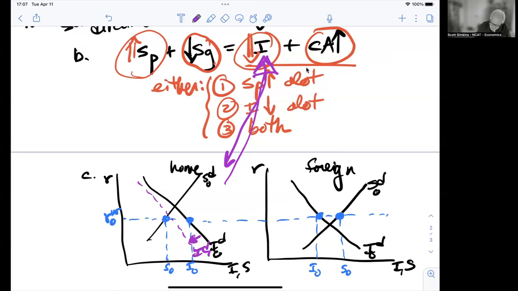Now, if that's the case, we need to figure out where the new equilibrium is, right? It's the difference between this line and the desired saving line. So maybe it's something like this distance right here equal to that distance right there. So what we see is national savings going down, investments going down.